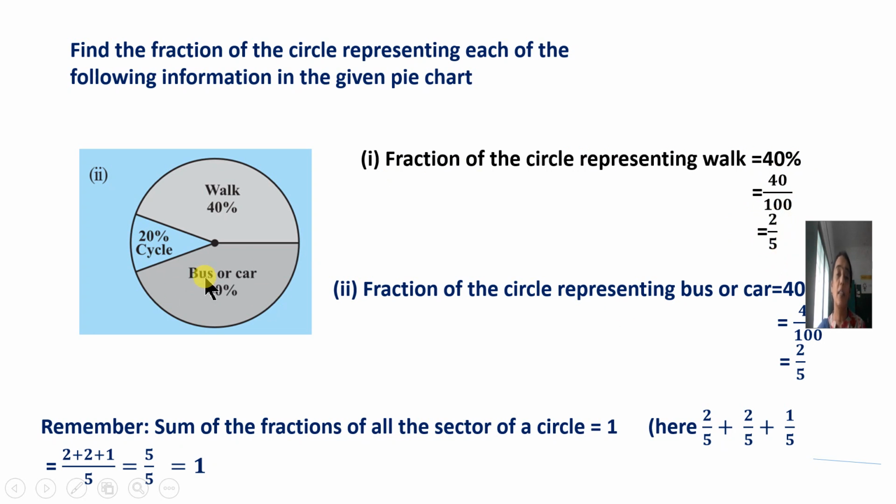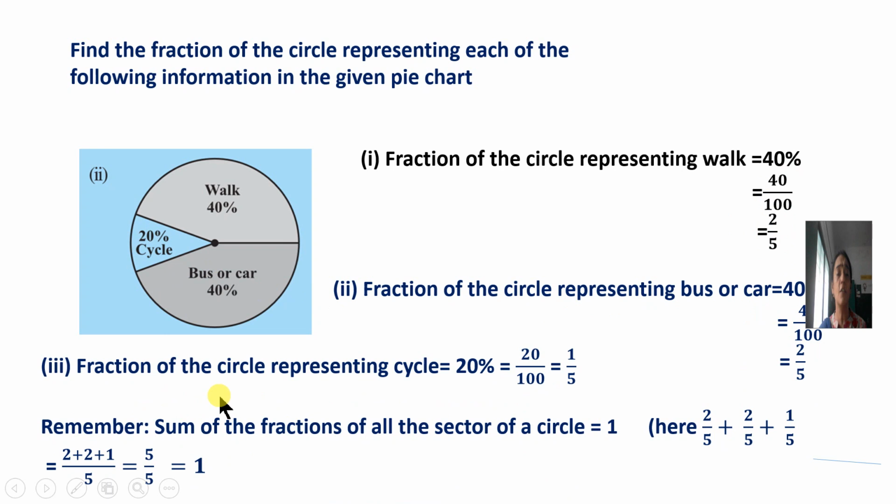Now again, the fraction of the circle representing bus or car is 40%, so 40 upon 100, which is 2 upon 5. Now 20% is the third part. So the fraction of the circle representing cycle is 20%, that is 20 upon 100, which is equal to 1 upon 5.